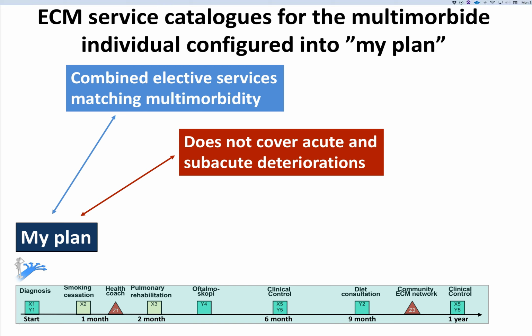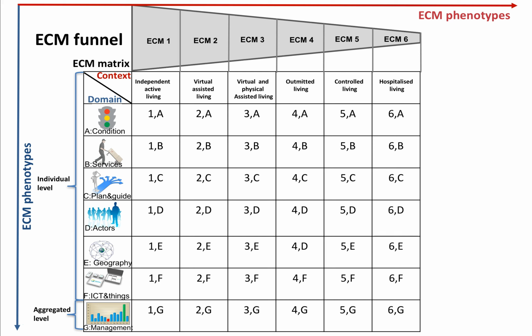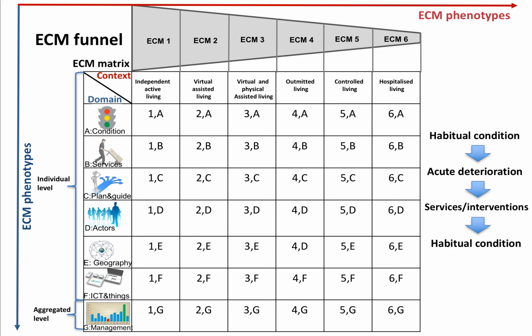We'll now look at how we can use the ECM matrix domains and context to describe an acute deterioration process in which an ECM-connected person is initially in his habitual condition with COPD. The next thing that happens is an acute exacerbation, which means that the person's plan, my plan, is now updated by an acute treatment plan, which requires a series of acute services. This defines a coherent acute treatment which ends up with the person's return into his habitual condition, ECM1.